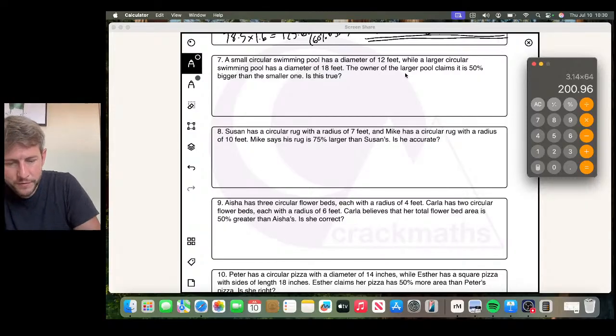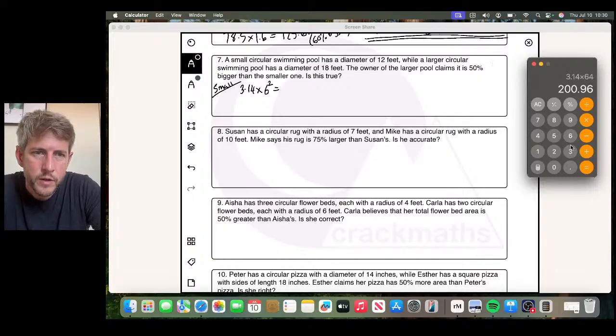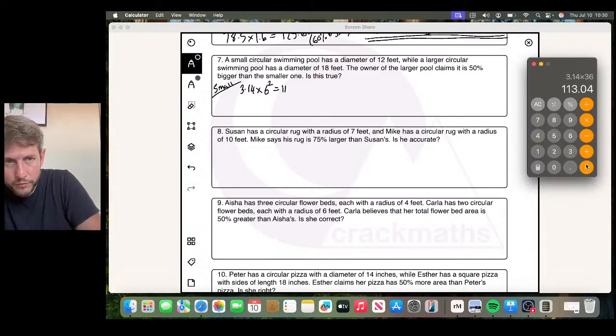So let's first of all say, we'll do the small one here. Small is going to be 3.14 times 6 squared. We'll find out what that gives us. So 3.14 times 36, and that will equal 113.04 meters squared. Okay, so that's the area of the small one. So that's the area of the small pool.